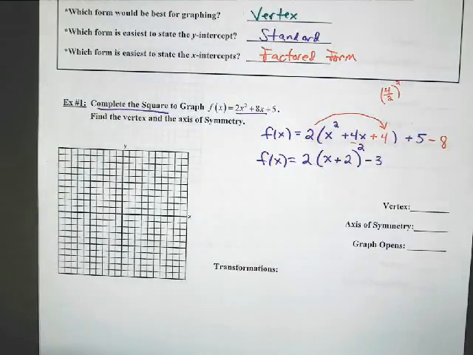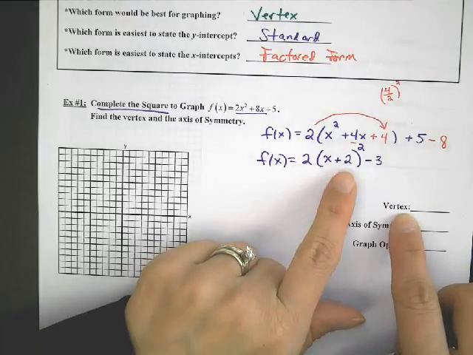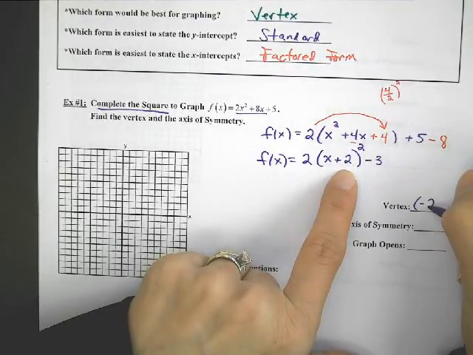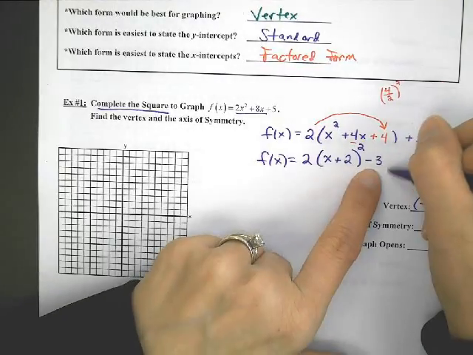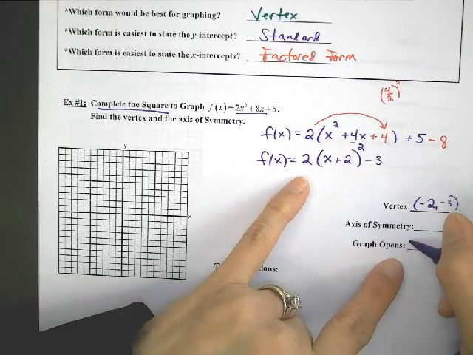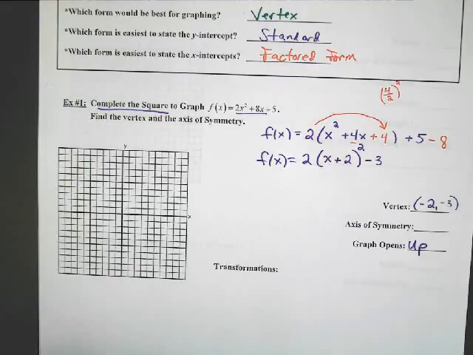Okay, so this is in vertex form. It's very easy to say the vertex. My parabola is going to go 2 units to the left, so that's negative 2. The parabola is going to go 3 units down. That's going to be negative 3. Okay, the parabola I know is going to be opening up. I'm going to draw the axis of symmetry before I write that. I will state the transformations now for you.